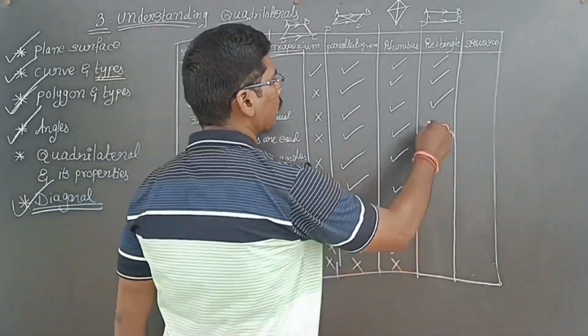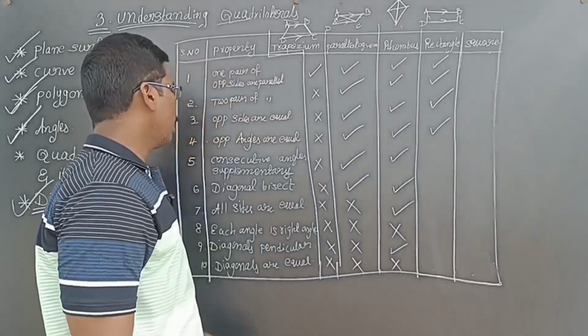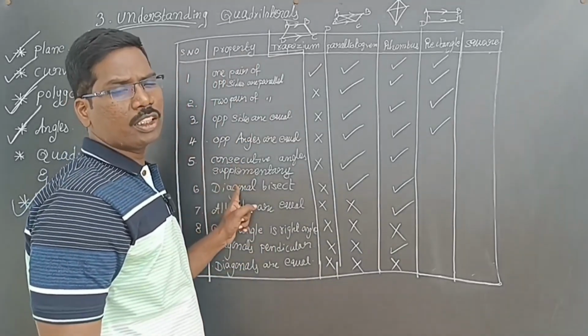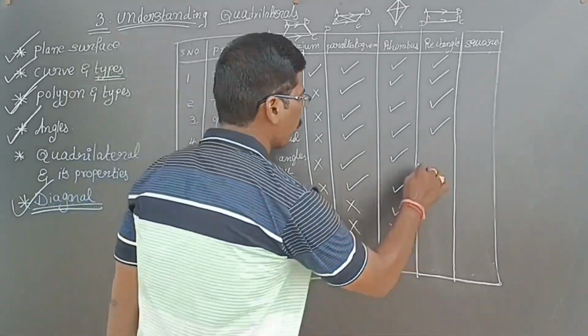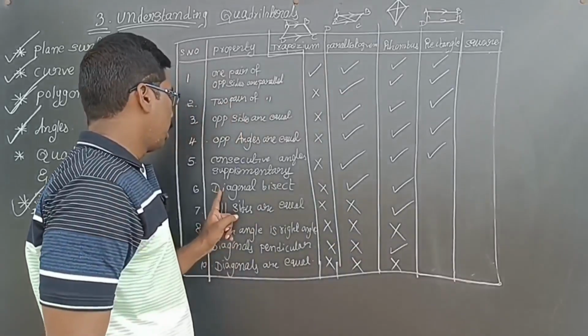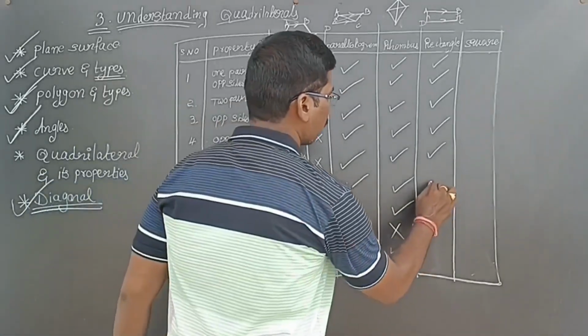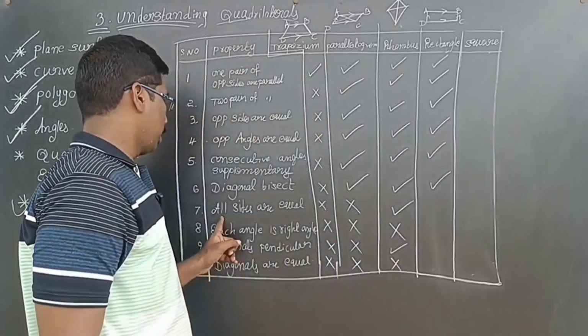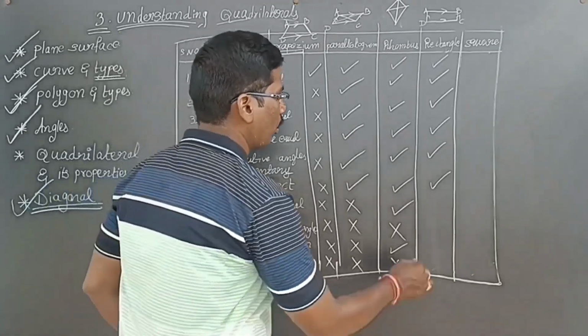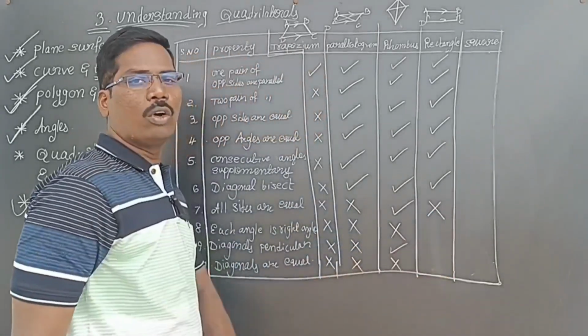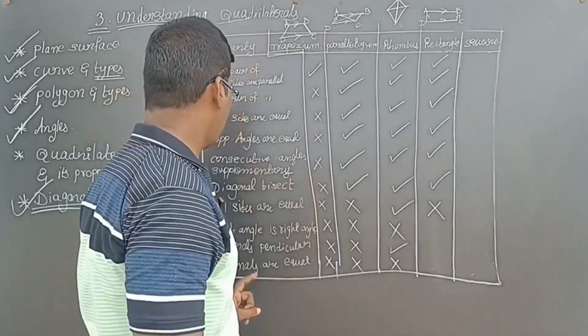Opposite angles are equal. Yes, all are 90 degrees. Opposite angles are obviously equal. Consecutive angles are supplementary. Adjacent angles are supplementary. Yes, 180 degrees. Diagonals bisect. Yes, diagonals are bisecting each other. All sides are equal? No. In the rectangle, no, all sides are not equal. Only opposite sides are equal.